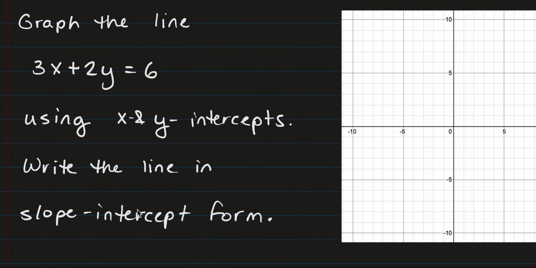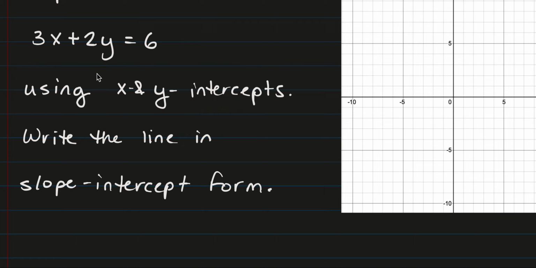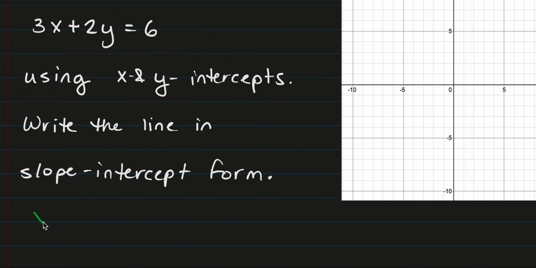The reason for the general form is that it's pretty easy to use for graphing a line when it comes to x and y intercepts. So let's see if we can graph this line, this general form of this line, 3x + 2y = 6, using x and y intercepts. Okay, so to find the x-intercept, you plug in 0 for y, and to find the y-intercept, you plug in 0 for x. So let's do that. Let's start with the x-intercept.